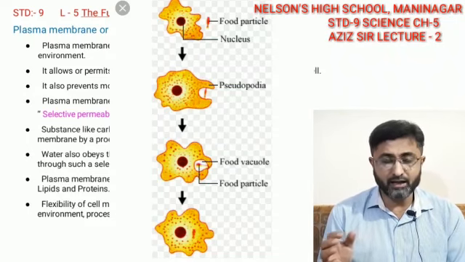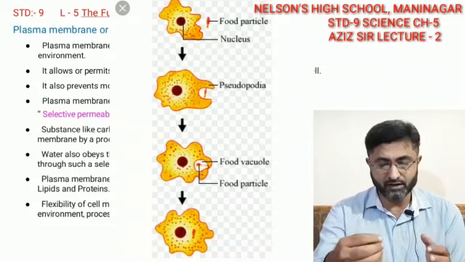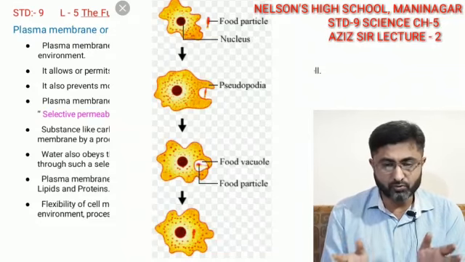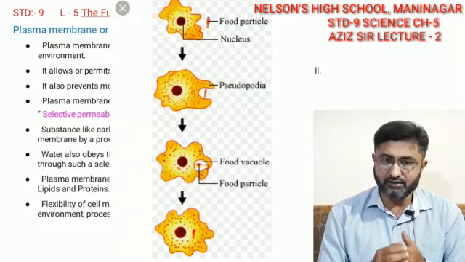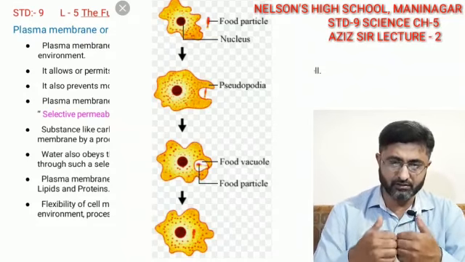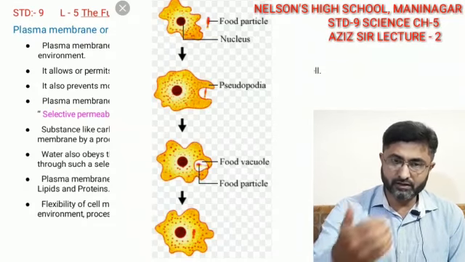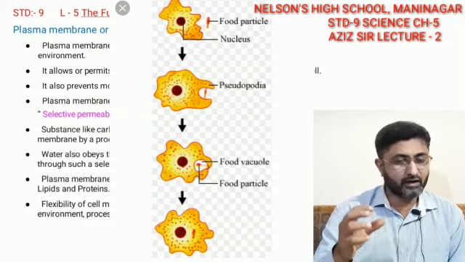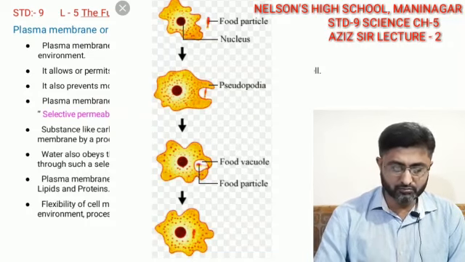So the amoeba engulfs the food inside. That means whatever comes in its way in the form of food, it forms pseudopodia and takes it inside. It engulfs. Engulfs means to take inside. So it takes the food inside with the help of the plasma membrane. It covers up the food inside.